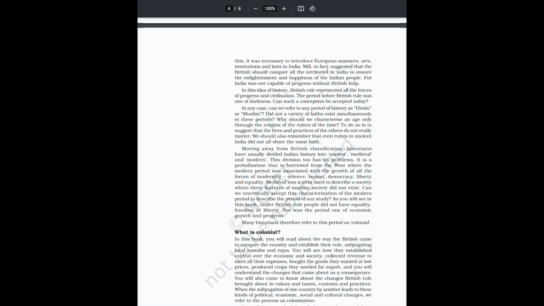Mill, in fact, suggested that the British should conquer all the territories in India to ensure the enlightenment and happiness of the Indian people, for India was not capable of progress without British help.